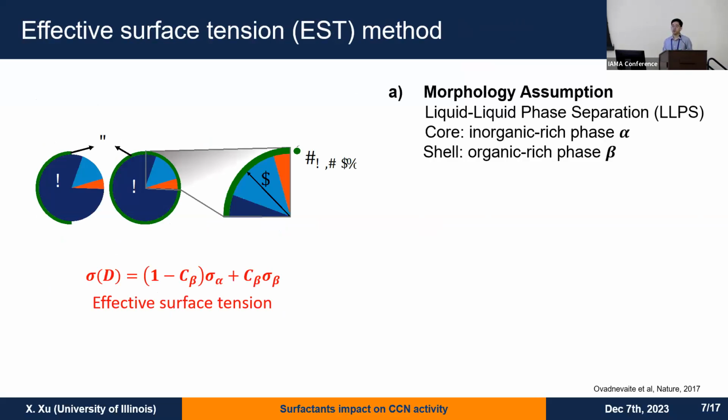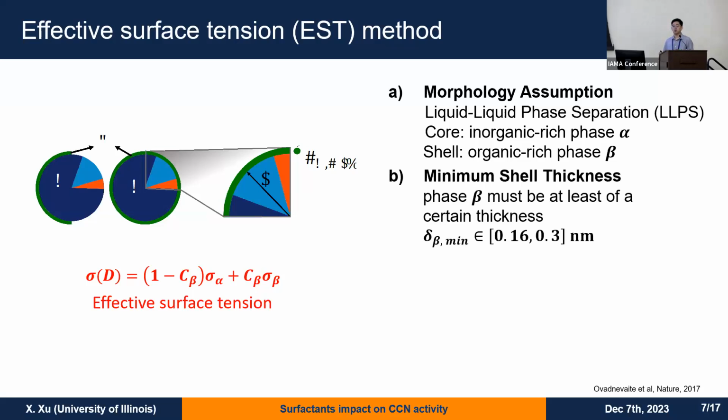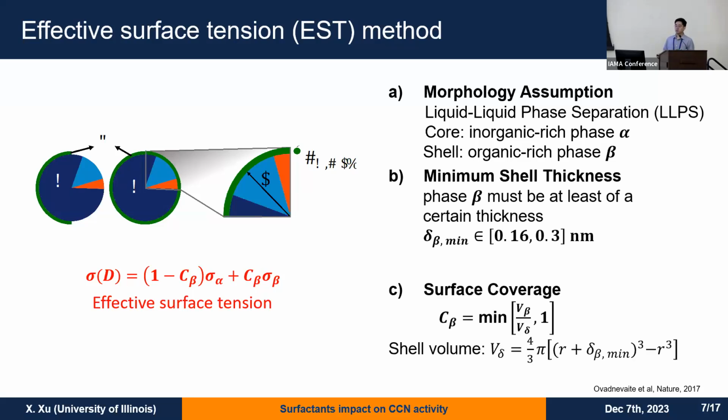It first assumes a liquid phase separation with a core-shell morphology of particles, that is, an inorganic core and an organic shell. The second one is the minimum shell thickness, which is based on the single molecular diameter. And by comparing the shell volume and the organic volume, we can calculate the surface coverage. That's how this method calculates the effective surface tension.